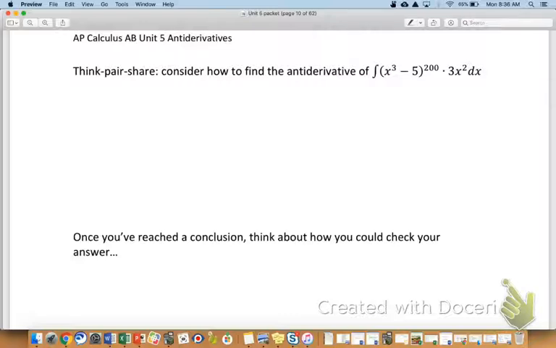Let me ask you a question. I don't know where you all went with this necessarily because I haven't seen everybody's paper. Did anybody see that 200 and think that they might need to multiply that out? You know, like x cubed minus 5 times itself 200 times? Anybody think about that?